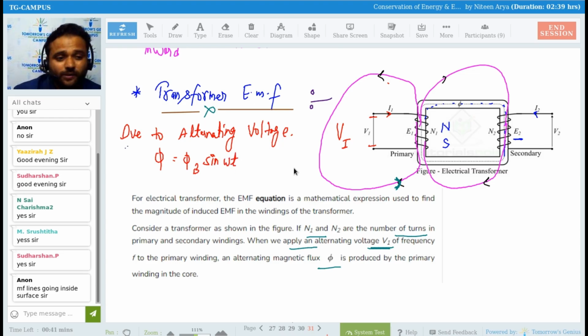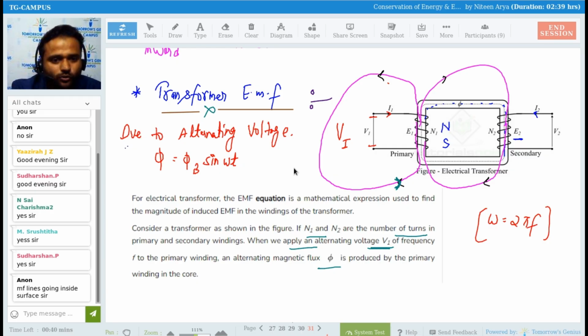Clear? And what is this omega? Omega equals 2 pi f, where f is the frequency of the alternating source. Is this clear, everyone?